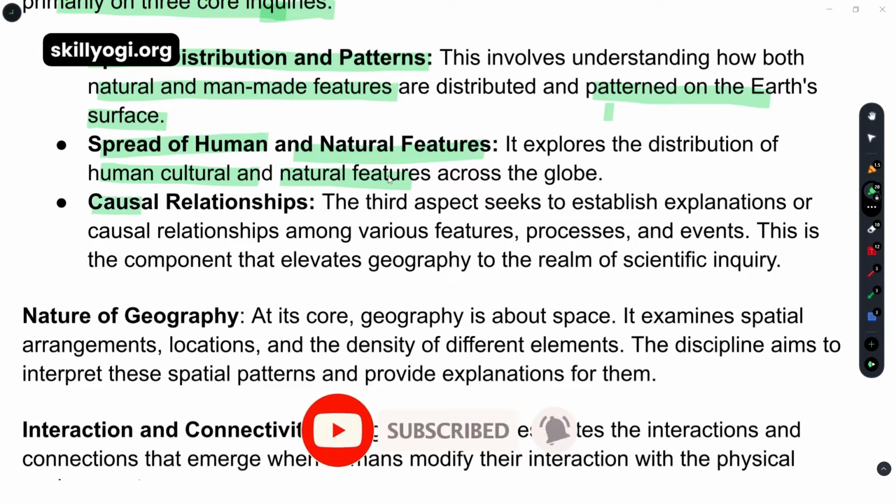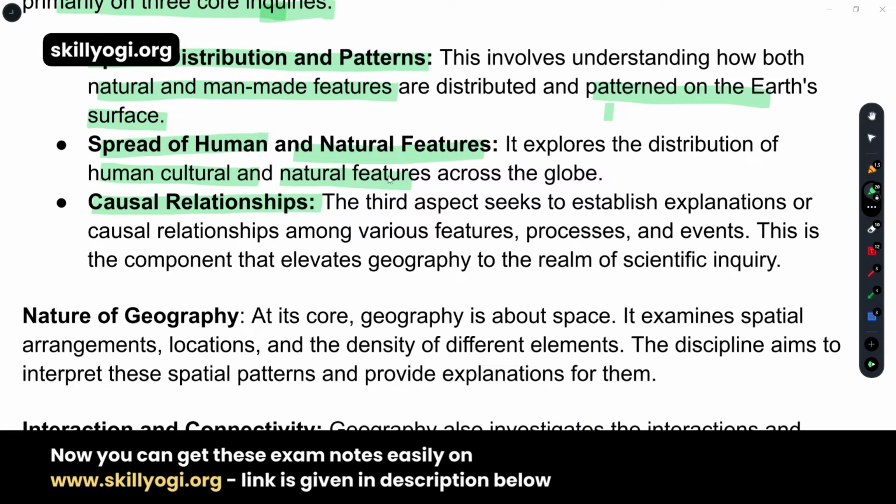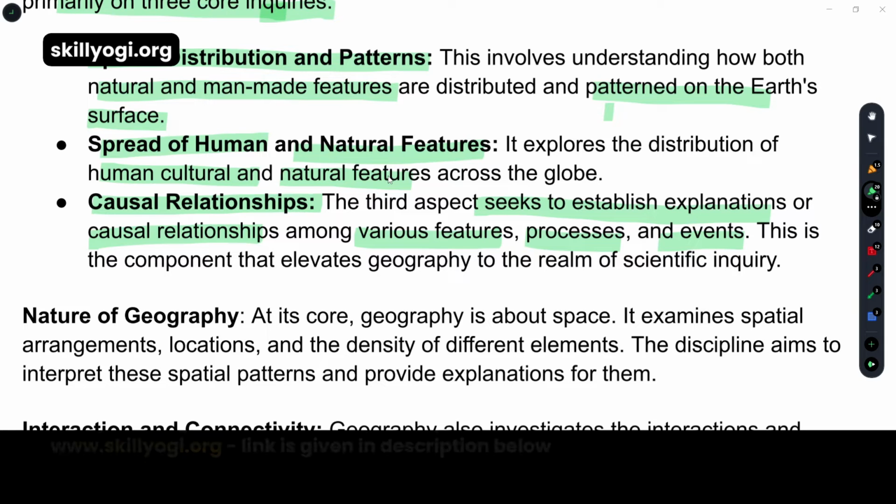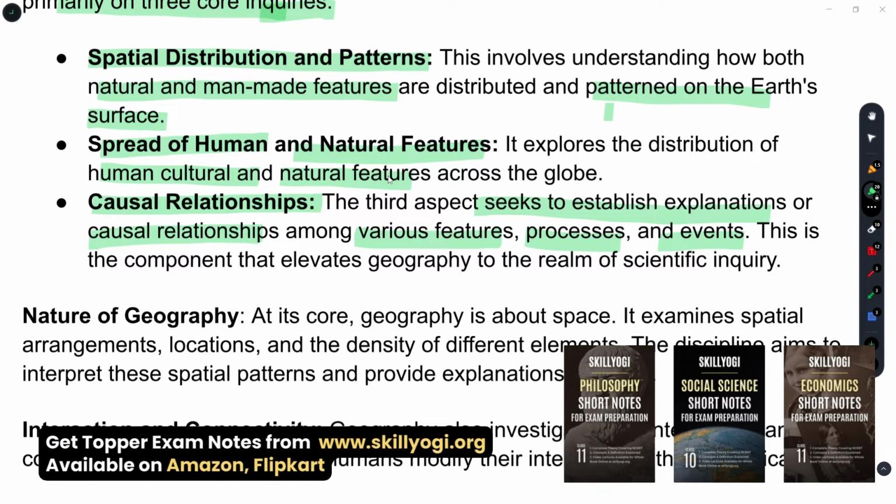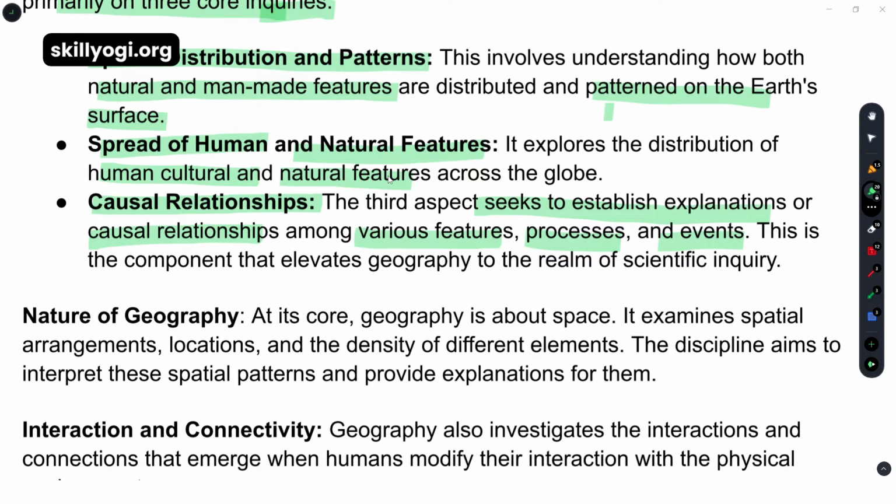And come to the next topic, next feature, which is causal relationships. The third aspect seeks to establish explanations or the causal relationships among various features, processes and events. Various features, what does it mean? What are the features? First one is physical or natural features, and the second one is man-made features. So among these two features, they have a causal relationship. What is causal relationship? There is some reason and some effect. That is called causal relationship.